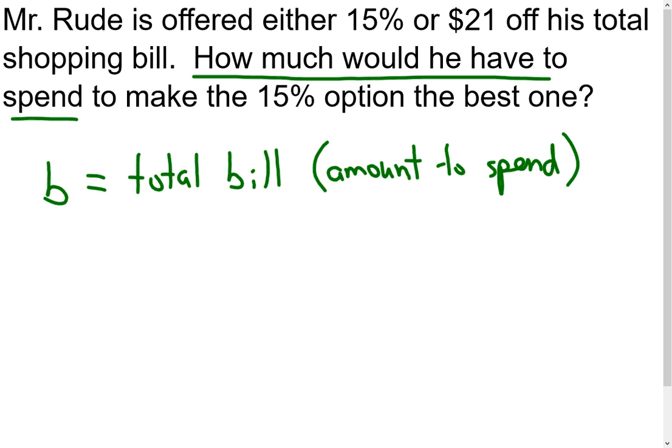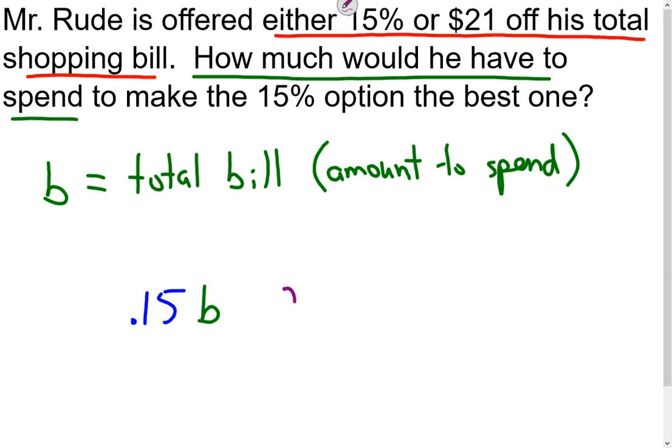Now, it's the amount to spend that makes the 15% option the best. Because I'm looking up here, I have this offer. I can either go 15% or 21 off of his total shopping bill. Well, when it says 15% off of his total shopping bill, I'm going to turn the 15% into a decimal. 15%, remember, of means to multiply. My shopping bill, or my total bill, that's the part that we were just talking about, B. So if I take 15% times my total, that's going to tell me how much I could get off. Or the other part is it could be $21.